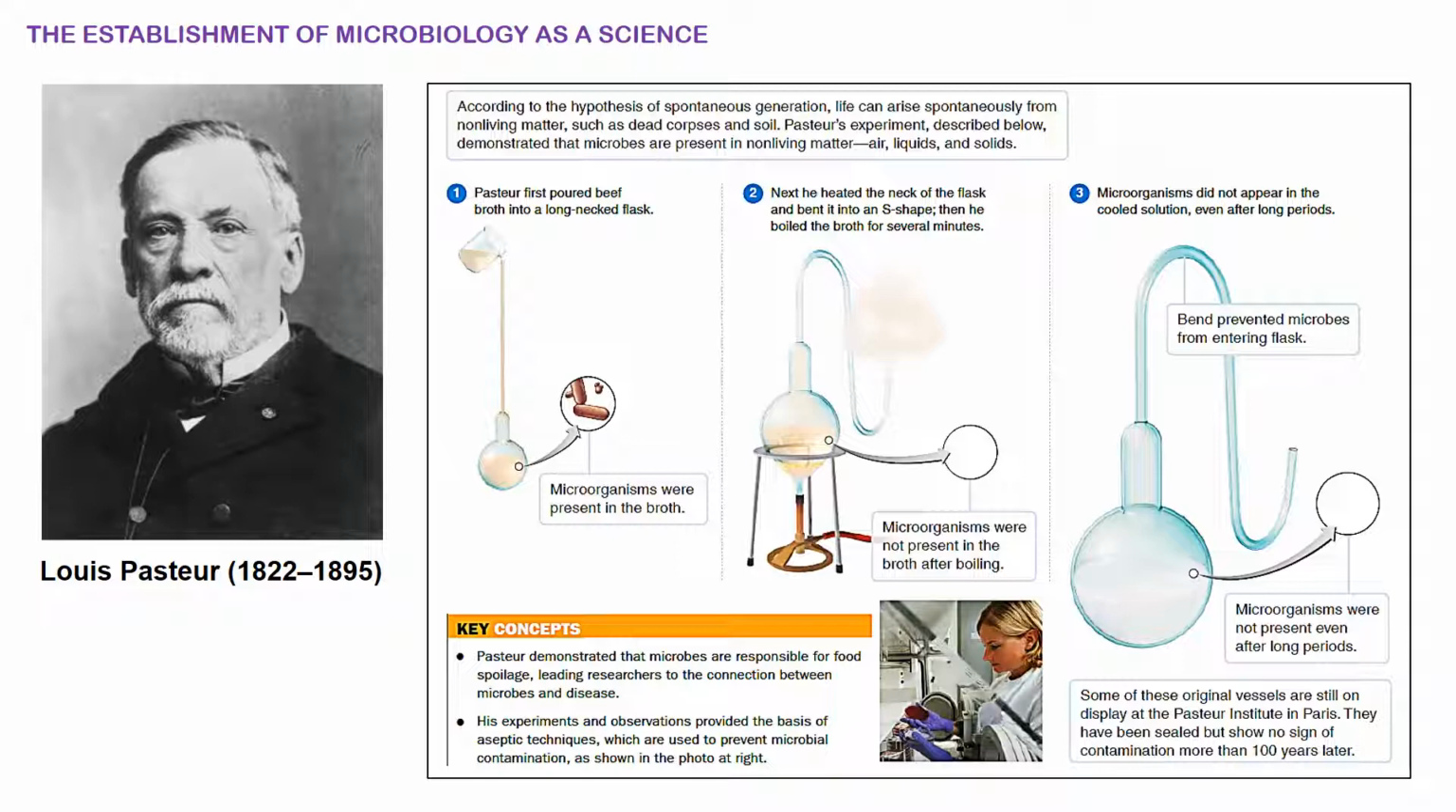So here, using a long neck flask, the broth was boiled and made sterile. Then while still hot, the neck was bent. That's why in some texts, they refer to this as the swan-necked flask.